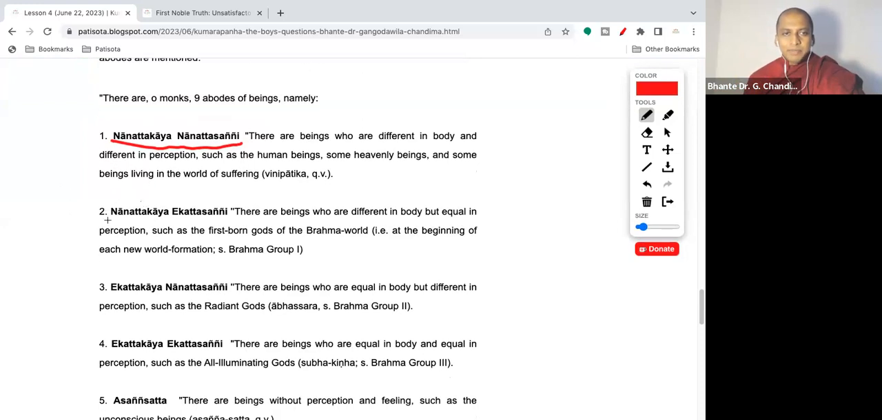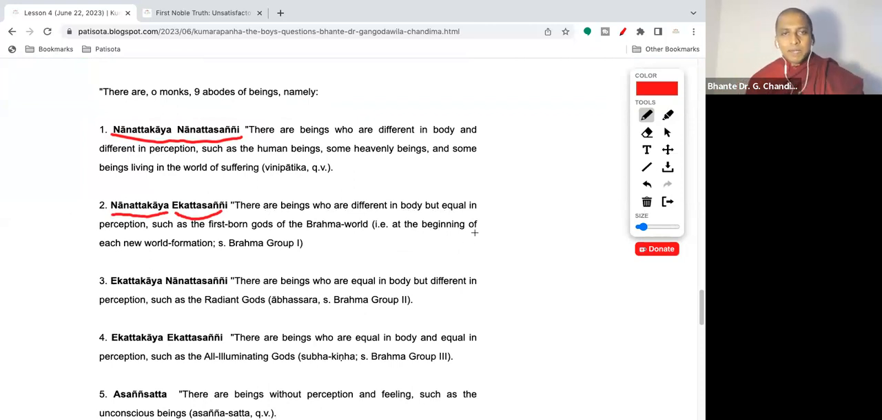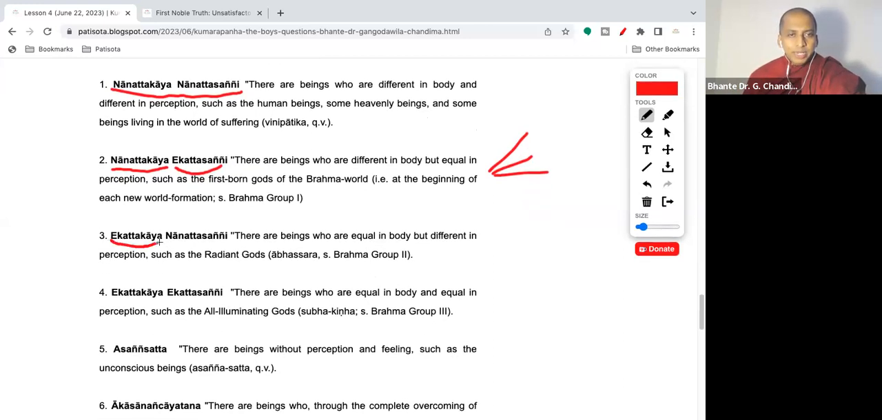But there are some beings, we call them nanattakaya, different bodies, but one perception. What are they? The first group of the Brahmas: Brahma Parisajja, Brahma Purohita, Mahabrahma. You can look at the Brahmas. Then there are other beings who have one body, but their perceptions are many. Who are they? Abhasara, second Brahma group. If you take a look at these beings, you can find them exactly.